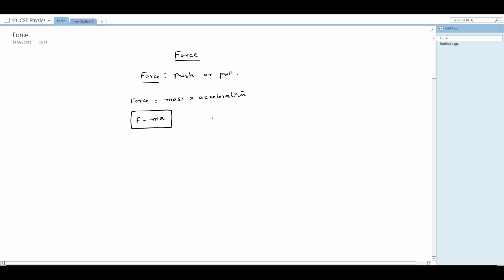In order to understand that, we have to know Newton's second law. From Newton's second law, we can derive the equation F = ma. So, what is Newton's second law? Newton's second law states that the external force applied on an object is directly proportional to the rate of change of momentum.